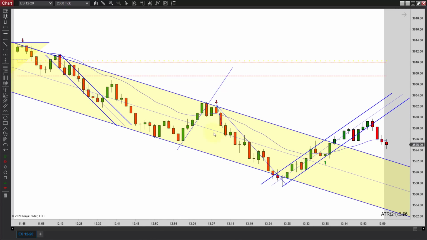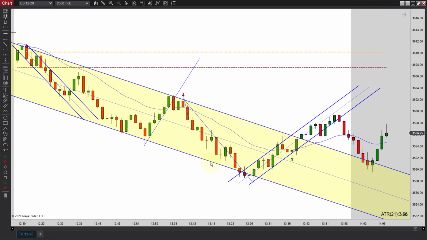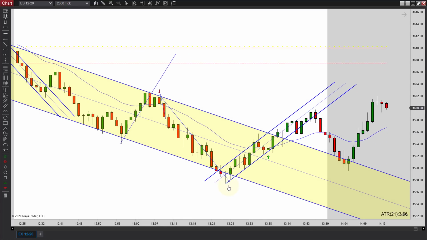It looks like one leg, but with this yellow channel, it's pretty obvious. It's a good channel. You're working down. You get a lower high here. You don't want to go short down there. You're too far away from the EMA. Of course, you finally bounce down here.